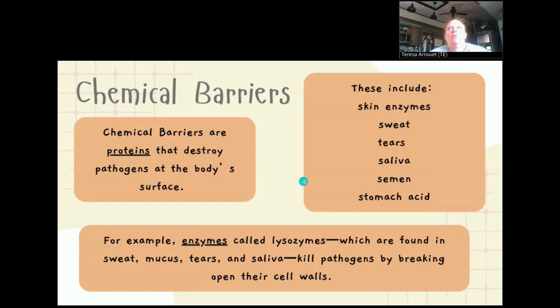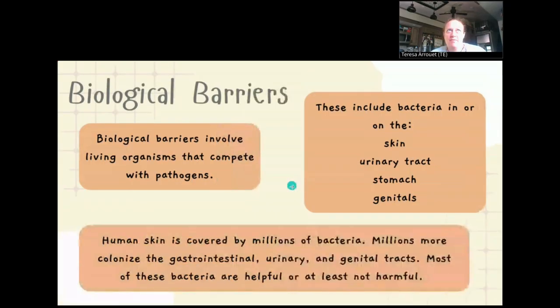So those are the chemical barriers. Then we have the biological barriers. These involve living organisms that compete with pathogens. So these are like good bacteria fighting with bad bacteria. And you have good bacteria in your body. You have good viruses in your body called bacteriophages, which kind of ingest and engulf bad stuff. And it's important to have those in your body.